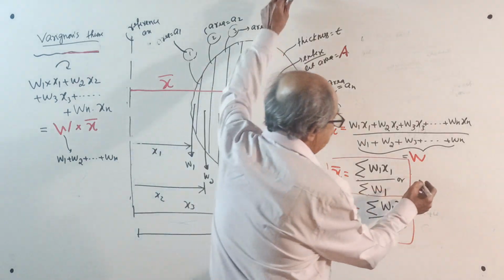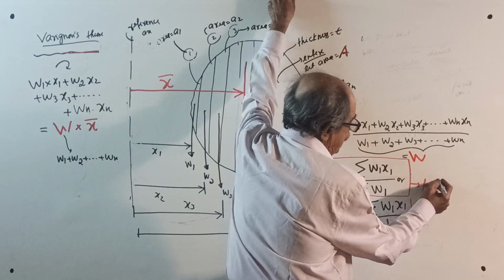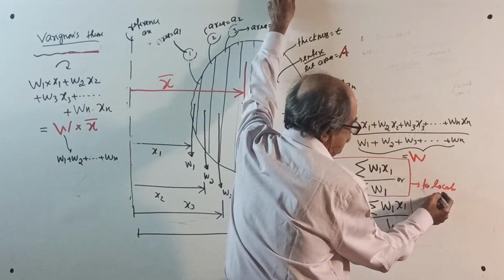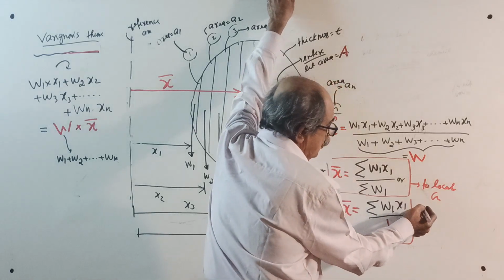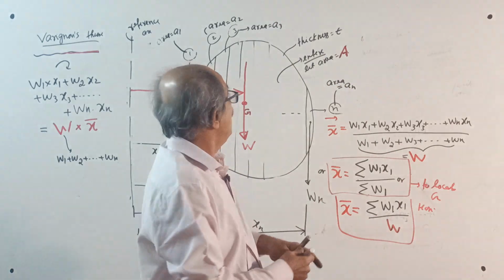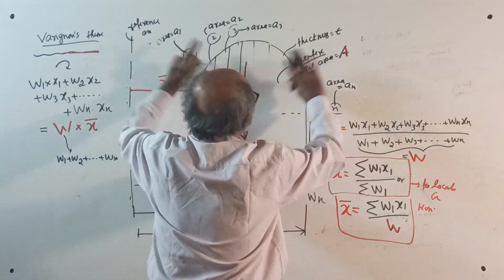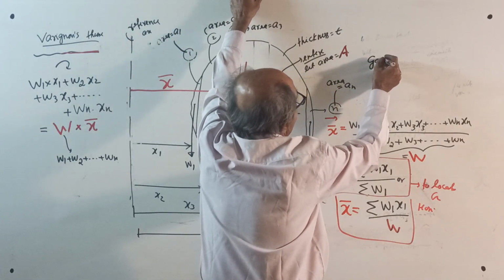This is to locate CG, the horizontal distance of CG. Sufficient. Now I am going to change over to lamina. That's all. Now goodbye to center of gravity.